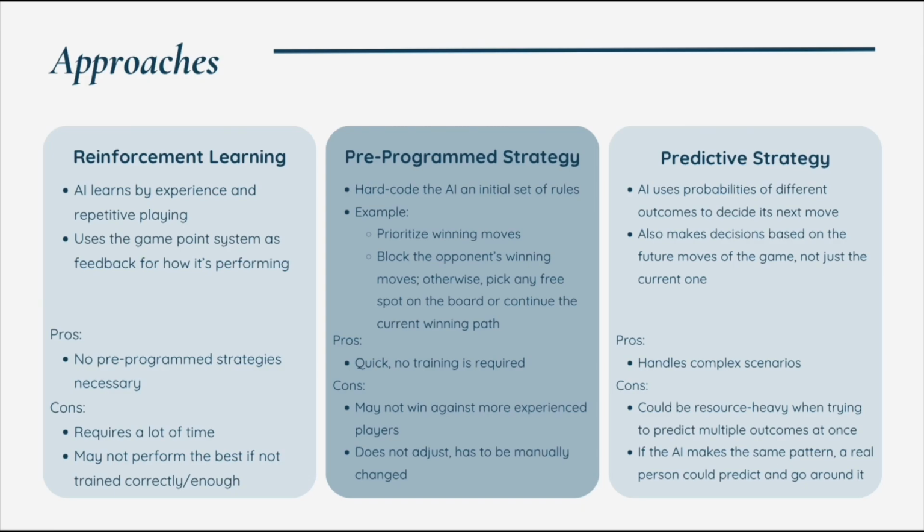While it is similar to the pre-programmed strategy, there are still a few differences. The predictive strategy allows the AI to use the probabilities of different outcomes to decide on its next move. It runs simulations of how the game is going to go with future paths and makes decisions based on the future of the game and not just its current state.